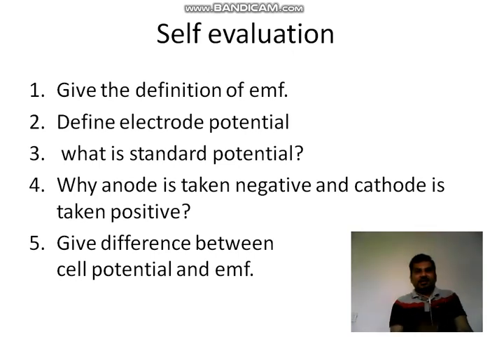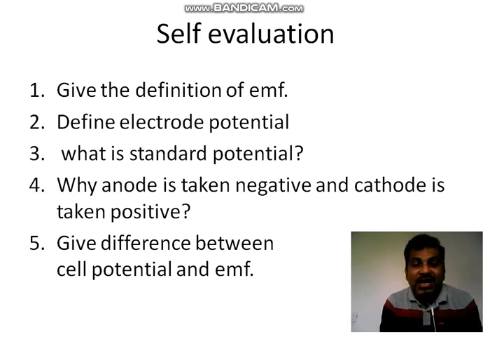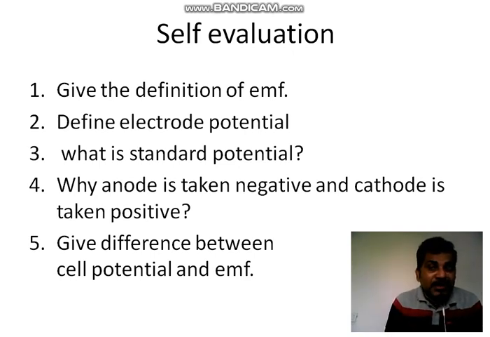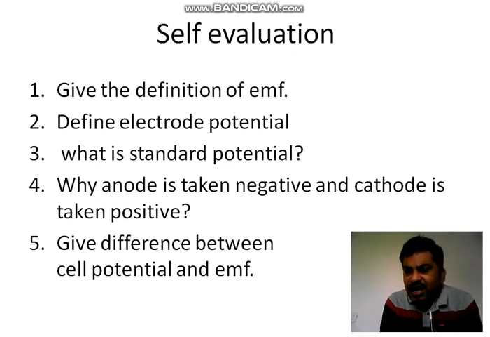Now what we have learned, we are going to discuss in this session. Dear students, there are 5 questions as usual that I am taking. Give the definition of EMF, electromotive force. The difference between the potential of anode and cathode is known as EMF, and this is the developing force by which electrons will flow. Define electrode potential. The potential difference between the potential of solution and the potential of electrode is known as electrode potential. What is standard potential? The standard potential is the condition that all the species involved in the half cell are at 1 molar concentration. So when it is 1 molar, it is known as standard potential.